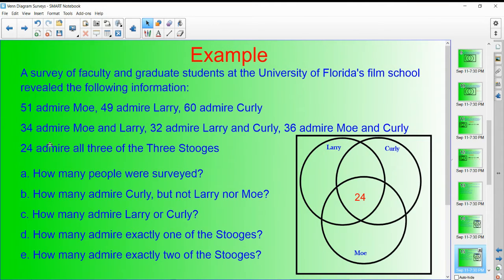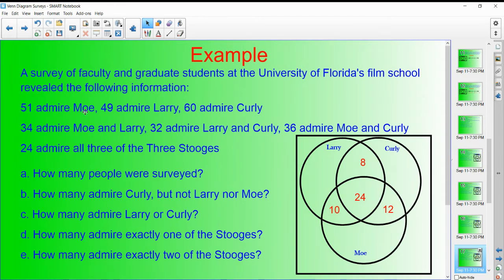Sometimes I like to cross off the data once I've used it, so I don't worry about using it again. Now it says 34 admire Moe and Larry. So Moe and Larry are these 2. Both of these regions are in the Moe and Larry circles. So 24 plus something is 34. And I can do the same thing with the other 2 regions that have an intersection of 2 circles. So Moe and Curly and Larry and Curly, I can fill in using the 32 and the 36.